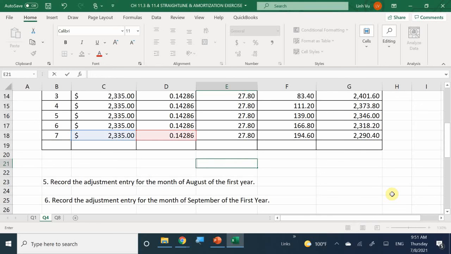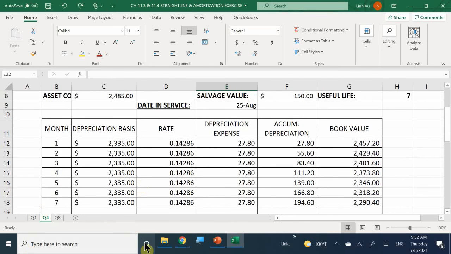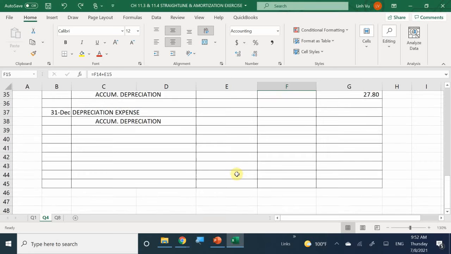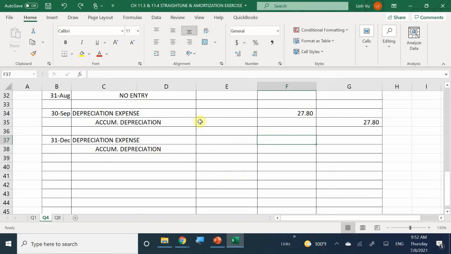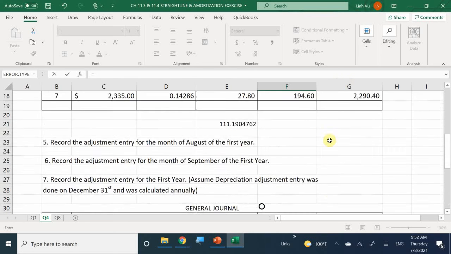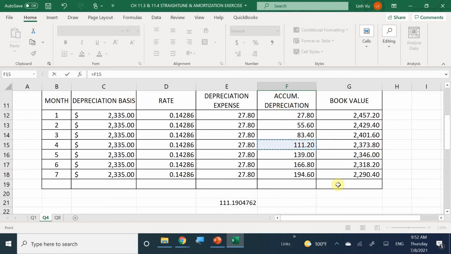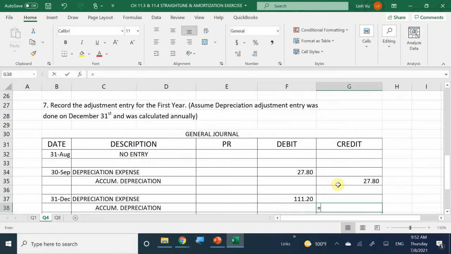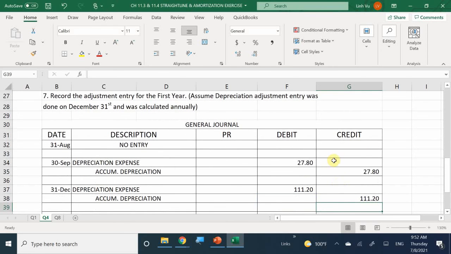Okay. You can either calculate it, or since we've done every single month and we're assuming the end of the year, we know we started depreciating as of September, October, November, and December. That's 4 solid months. So in this case, it's going to be 111.20, because that's how much depreciation I have done for a total of 4 months. Good. Any questions?